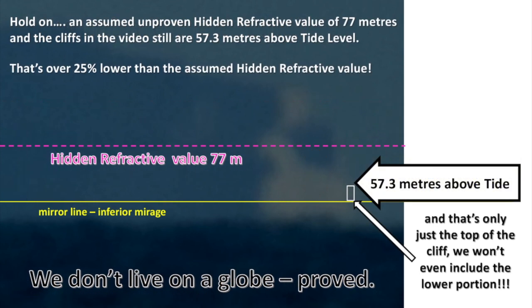Hold on. An assumed, unproven, hidden refractive value of 77 meters, and the cliffs in the video still are 57.3 meters above tide level. That's over 25% lower than the assumed hidden refractive value. And that's only just the top of the cliff. We won't even include the lower portion. We don't live on a globe. Proved.